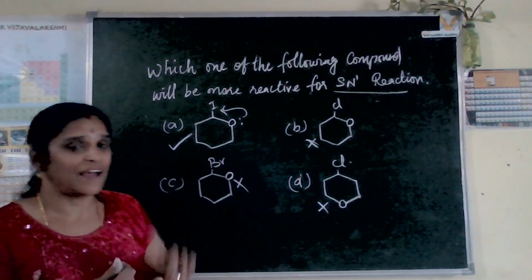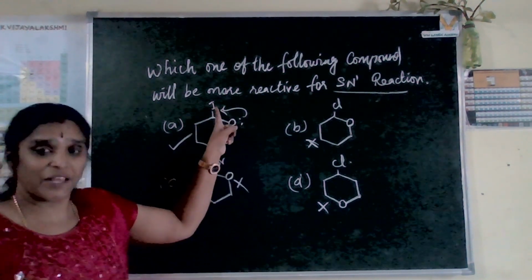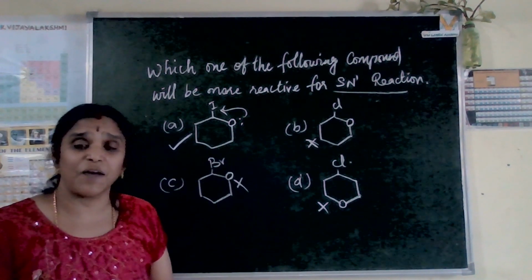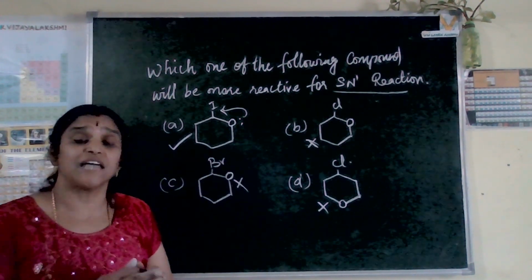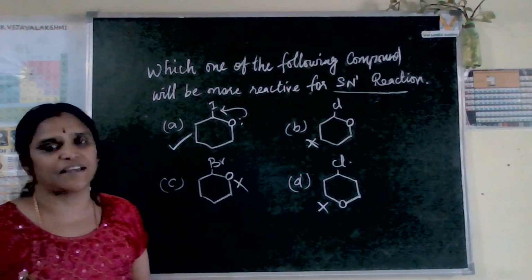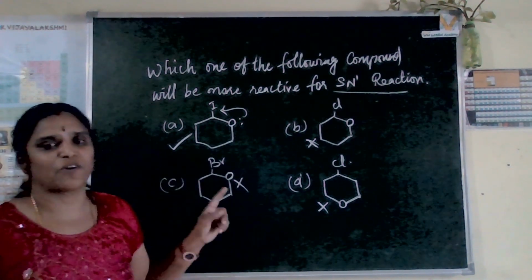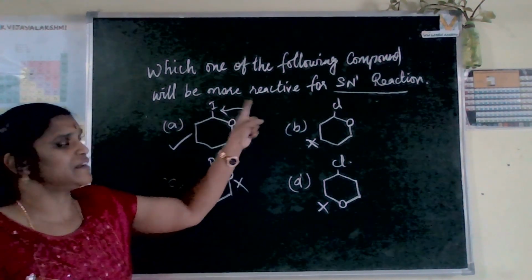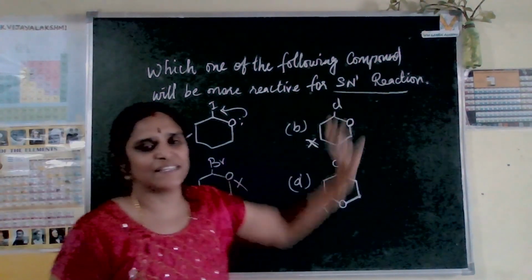The first one, best leaving group: iodine as the best leaving group. Second, atomic size is bigger. Charge density decreases. And the resonance point also, it is more stable. And that is what makes it more reactive in the SN1 reaction.